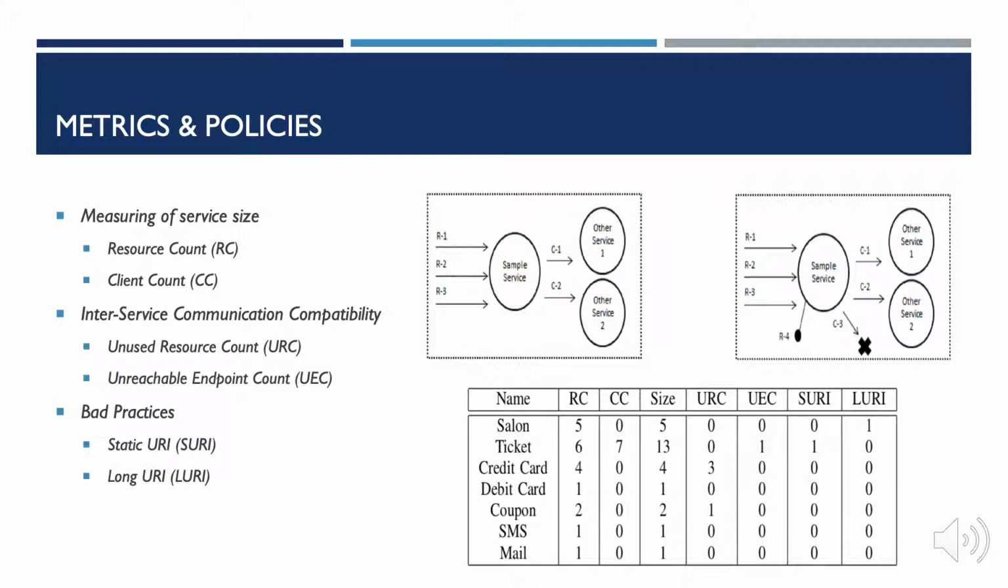Coming to camera service, it has a useful resource to handle complex queries, but its URL violates our URL length policy. It is longer than 15 characters. The policy says a URL should have a maximum of 15 characters, so it has a longer URL size.